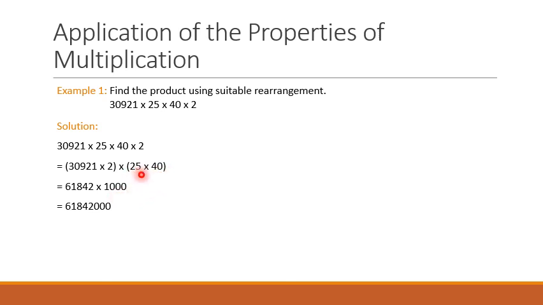That's why I have made this group, so that I would get 1000 here, and this will make my calculations easy. Now simply multiply by 1000, we have to simply put 3 zeros at the end of the number. So the answer is 61,842,000. In this way, proper arrangement helps us to find complex multiplications.